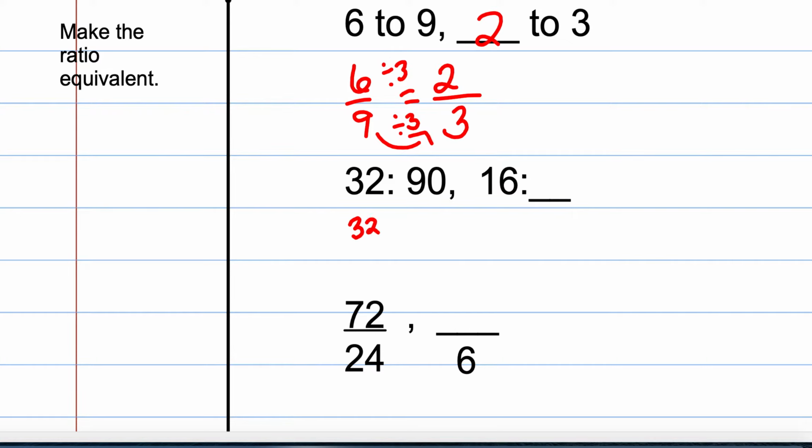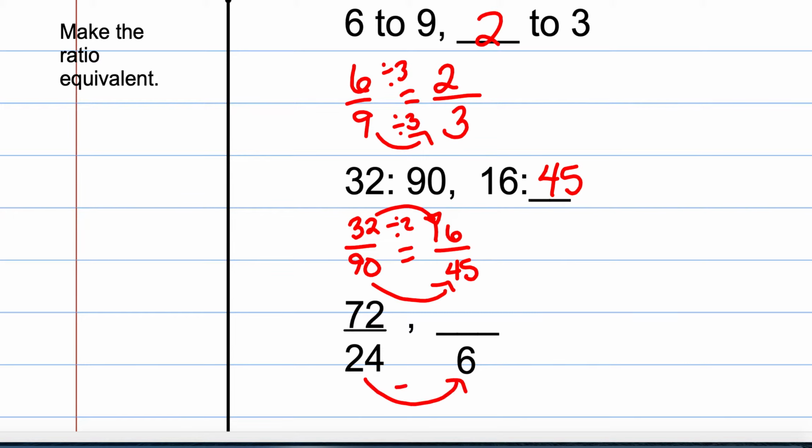So 32 to 90 is the same as 16 is to something. How did I go from 32 to 16? I divided by 2. 90 divided by 2 is 45. And the last one, from 24 to 6, I divided by 4. So 72 divided by 4 is 18.